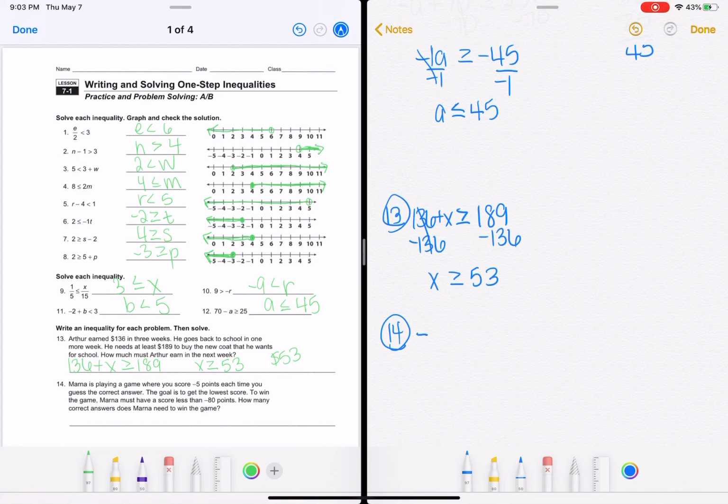So she earns -5 each time she answers a question, and she needs less than -80. So we're going to divide both sides by -5. Since we're dividing by a negative, we have to flip the inequality symbol, and -80 divided by -5 is 16.